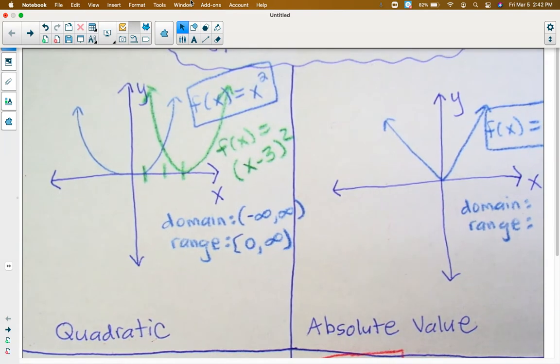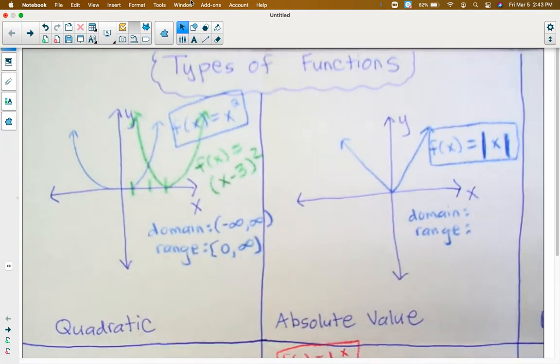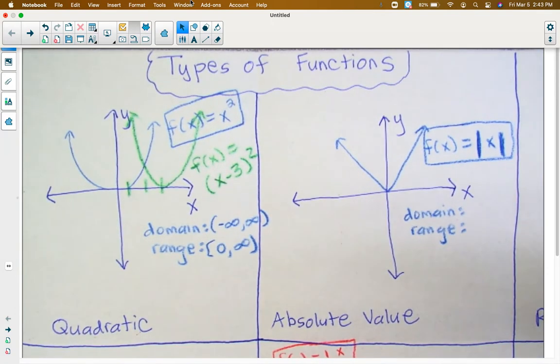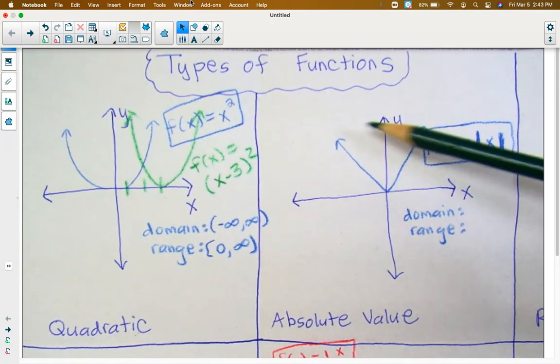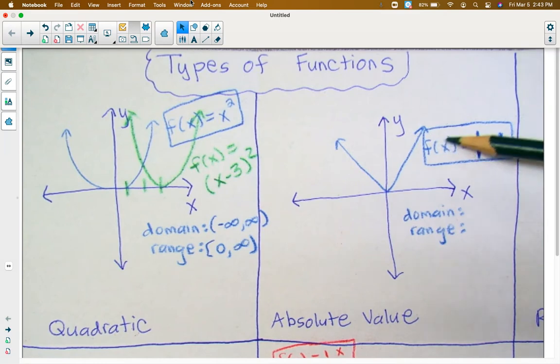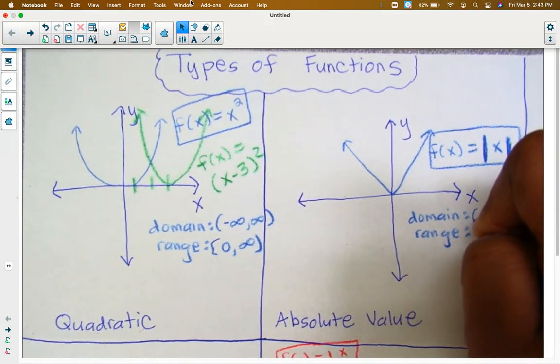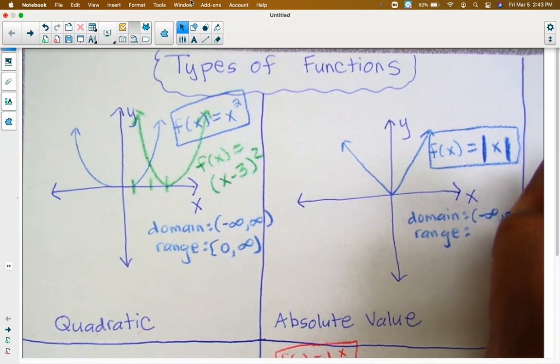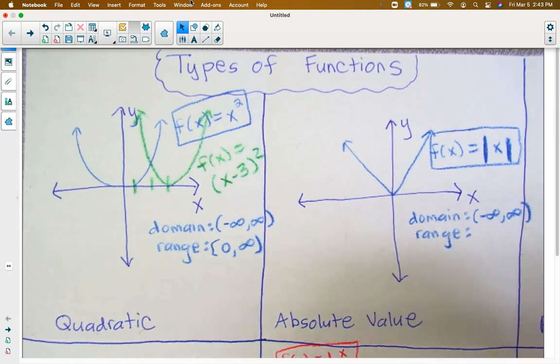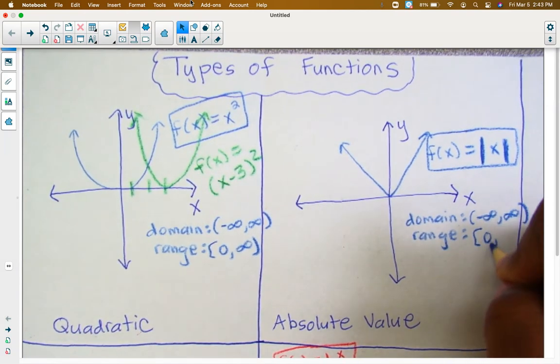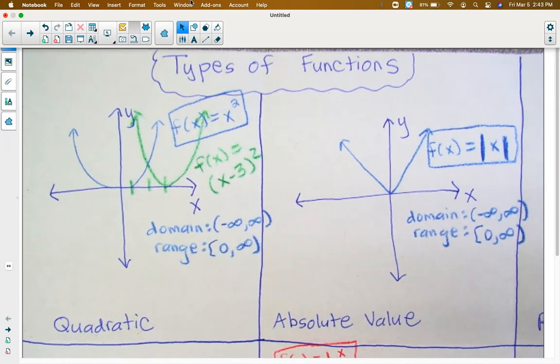Let's take a look at another one that we've been working on. So absolute value function. This is my parent function. It starts at the origin. It makes a V. f of x equals the absolute value of x. Our domain and range actually is the same as the quadratic function. So my domain is all real numbers, so negative infinity to infinity. And my range also goes from 0 to infinity.